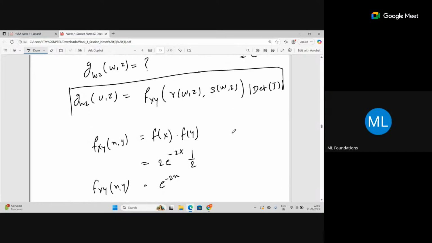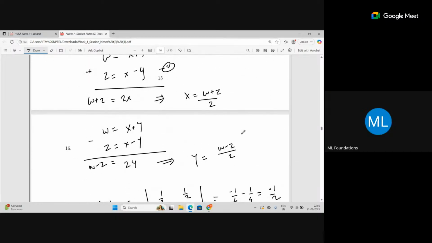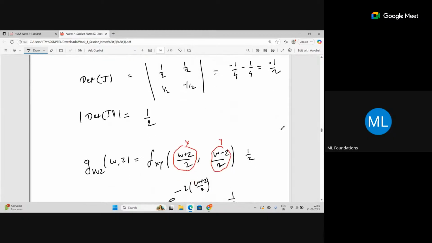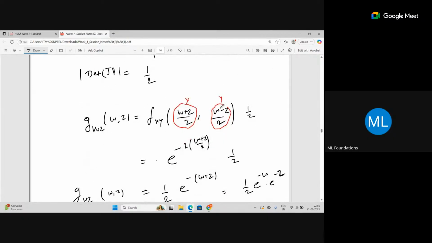So I have then found x and y in terms of w and z, right? My joint density was known in x and y. So what is the value of x here? Basically, x takes the value (w plus z) by 2, and y takes the value (w minus z) by 2. So wherever x is there, I'll put (w plus z) by 2, and wherever y is there, I'll put (w minus z) by 2.